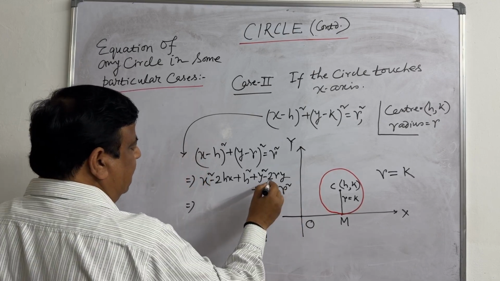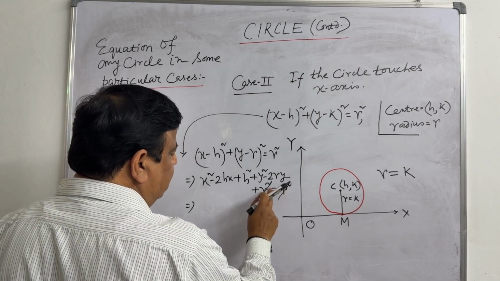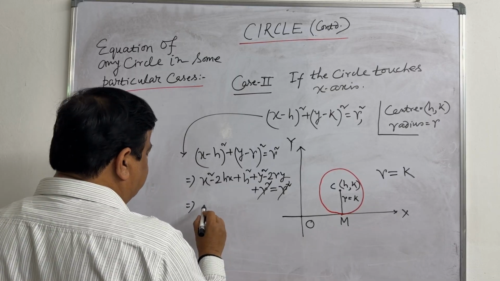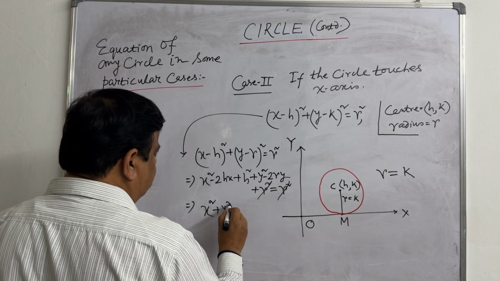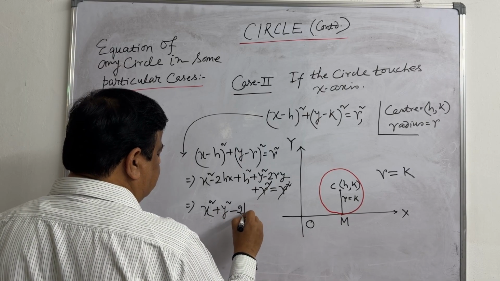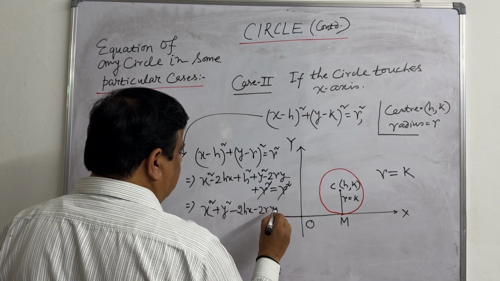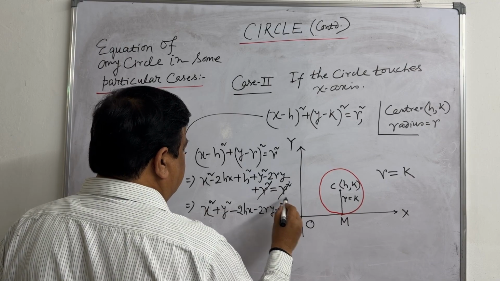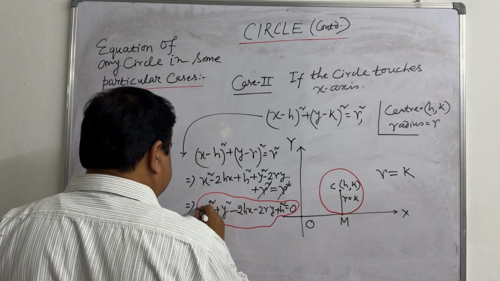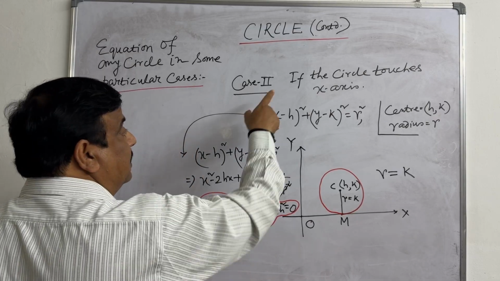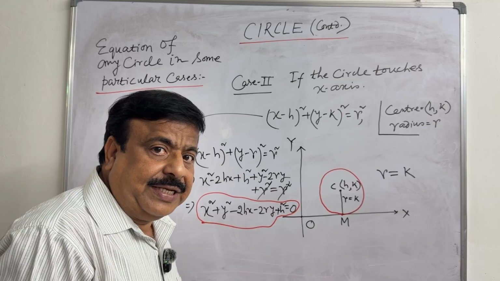So here you can cancel r square because it exists on both sides of this equal sign. So what is the final equation? It is x square plus y square minus twice hx minus twice ry plus h square is equal to 0. So this is the equation of the circle mentioned in case 2. Clear? Let's move on to the next case.